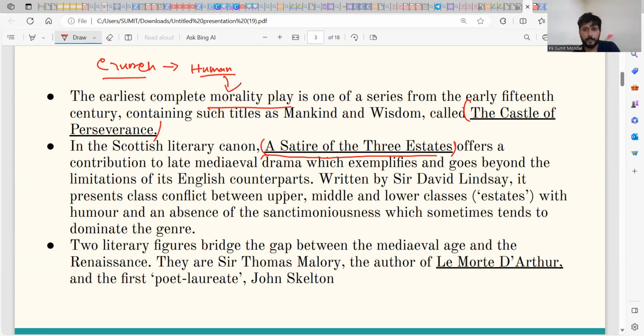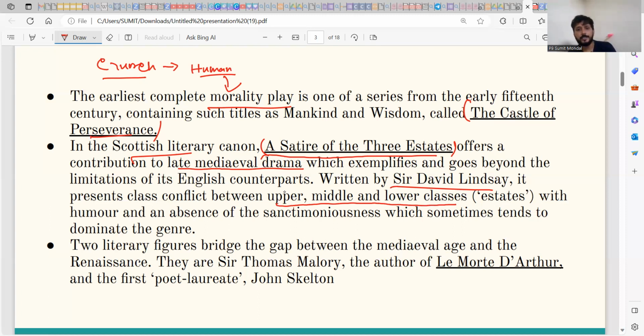You can see the morality play. Obviously, it will be commenting on human life. You can see the play The Castle of Perseverance. Remember the name. Then, in the Scottish literary canon, which was actually read as a part of the English literary canon, another important work you can find is Satire of the Three Estates. It has major contributions in later medieval drama. It was written by Sir David Lindsay. And you can see the first representations of different class structures, the estates, in medieval Europe.